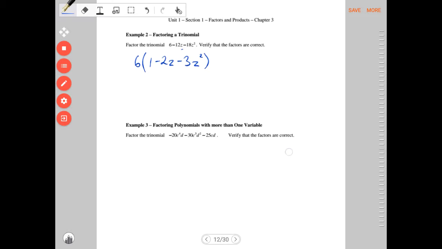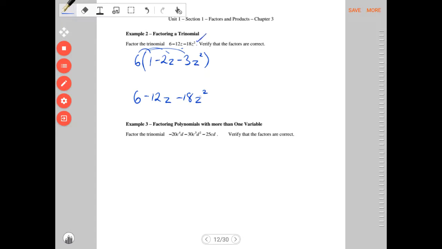Let's verify. So verifying is just using the distributive property or distributive law. So 6 times 1 is 6. 6 times negative 2z is negative 12z. 6 times negative 3z squared is negative 18z squared. So that is indeed the question. So that is verified. So that really is the right answer.